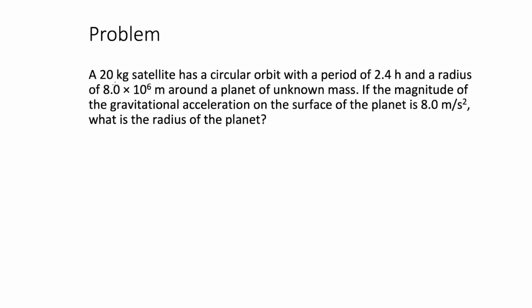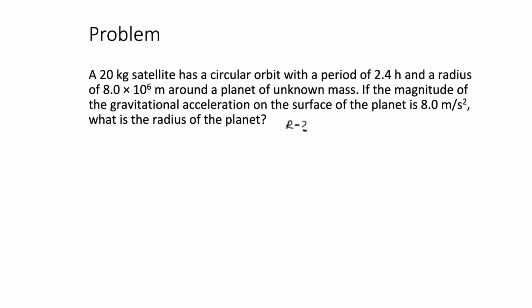In this problem, a 20 kilogram satellite has a circular orbit with a period of 2.4 hours and a radius of 8 times 10 to the 6 meters around a planet of unknown mass. If the magnitude of the gravitational acceleration on the surface of the planet is 8 meters per second squared, what is the radius of the planet? So we need to try and find the radius.